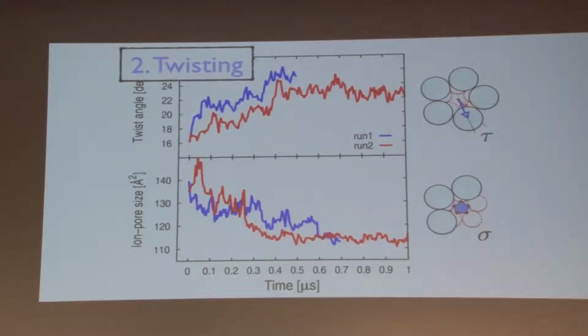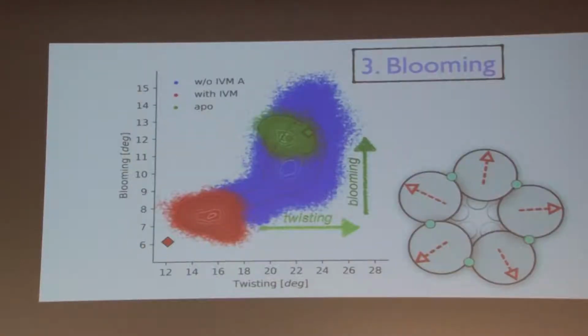Then a second observation that we have made is that during the relaxation upon removal of ivermectin, there is also a radial expansion of the extracellular domain, as described by the crystal structure. In fact, if we monitor the polar tilting angle of the extracellular subunit, what we call the blooming, we see that the simulation starts with a value that is about 7, and then moves to a value that is quite consistent with the resting state, which corresponds to something like 12.